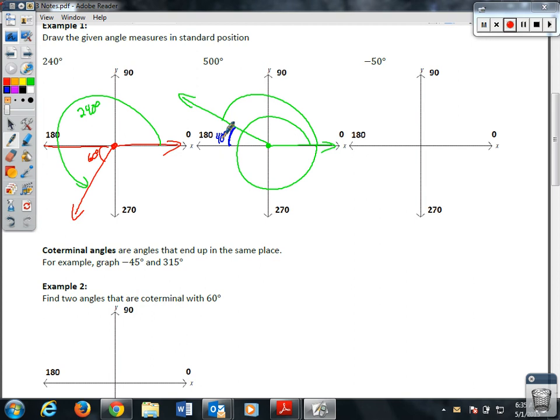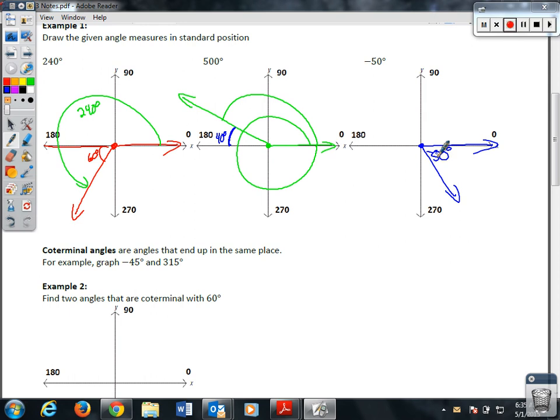All right, negative 50 degrees. We have our initial side along the x-axis, and then instead of going up some number of degrees, we're going to go down. It's going to go something like that, and that right there is a 50-degree angle, and we'll call that negative 50 since we're going down.